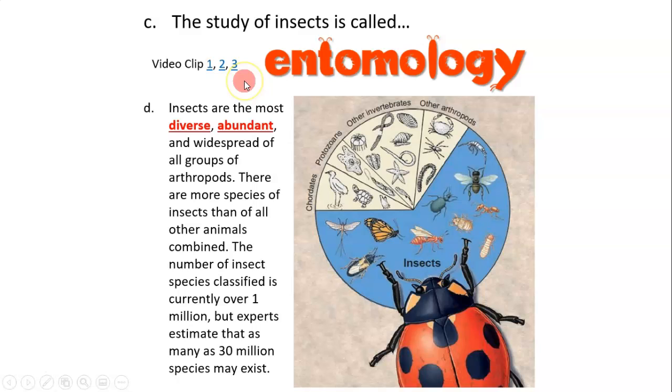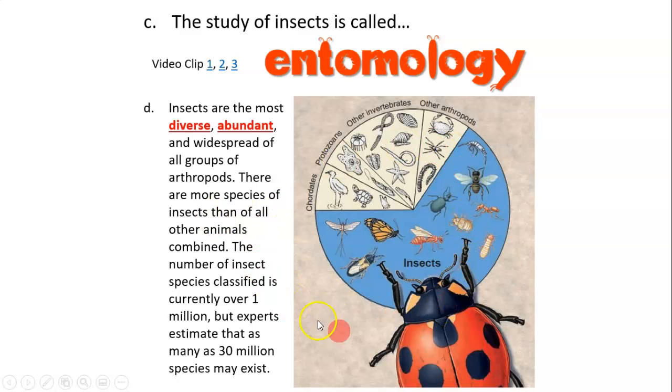I'm going to show one of these in class. Insects are the most diverse and abundant and widespread of all groups of arthropods. There are more insect species than all other animals combined. The number of insect species classified at the moment is over 1 million, but experts think that there could be as many as 30 million species out there.